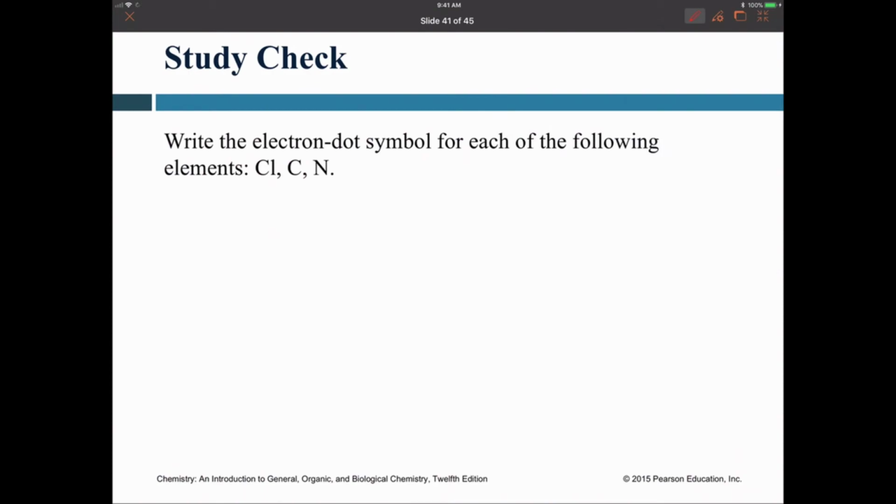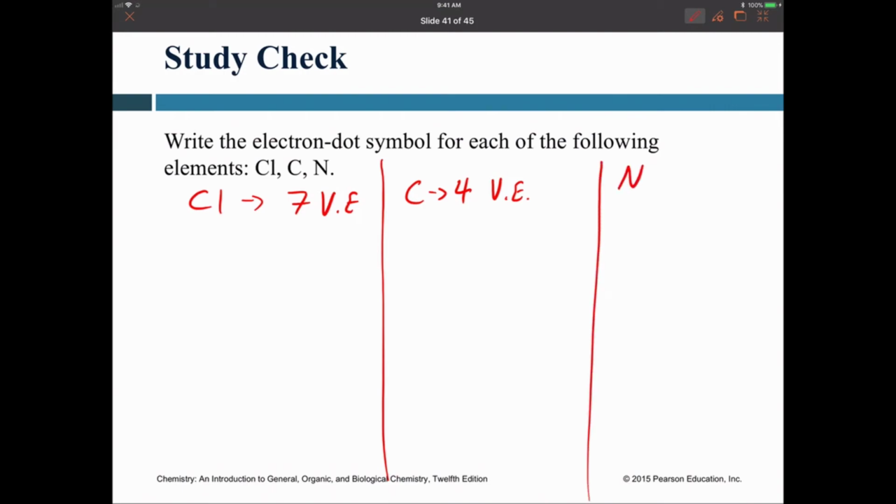All right, guys, welcome back. Let's do chlorine. Chlorine is in group 17, has 7 valence electrons. Carbon is in group 14, has 4 valence electrons. Nitrogen is in group 15, so it has 5 valence electrons. If you didn't get that far just yet, pause the video again. Try it now from here.